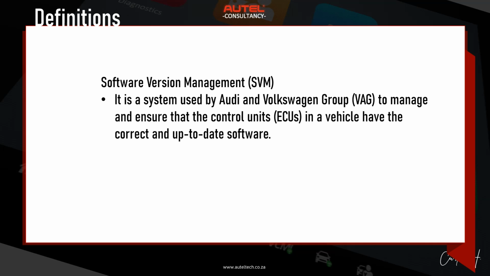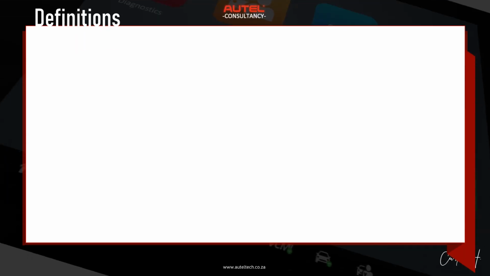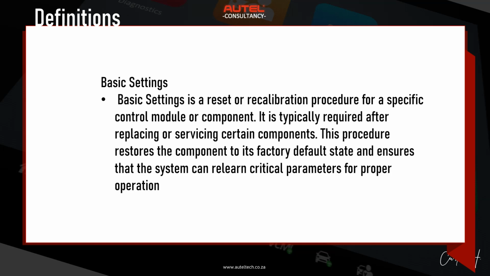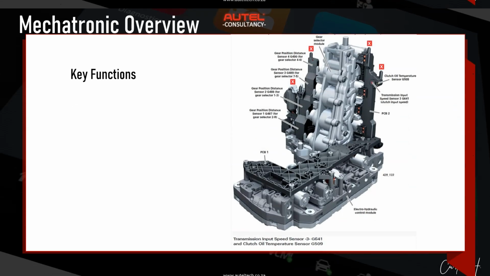So it's essentially programming. Okay, and after you do that, you're going to have this function, basic setting. Basic setting is like a reset or a recalibration procedure for a specific control module or component, and it's typically required after replacing or servicing certain components. This procedure restores the component to its factory default state and ensures that the system can relearn critical parameters for proper operation. Okay, so you're going to see this done a lot in this process. We're going to go to the basic settings and so forth. Okay, now let's look at this mechatronic.